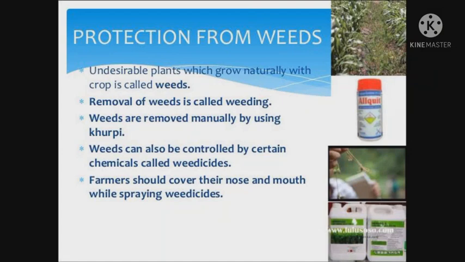Next, protection from weeds. An undesirable plant which grows naturally along with the main crop is called weeds. Weeds are defined as unwanted plants in crop fields. Removal of weeds is called weeding. Weeds are removed manually by using a khurpi. They are strong and dominating competitors for crops. Weeds can also be controlled by certain chemicals called weedicides. Farmers should cover their nose and mouth while spraying weedicides.